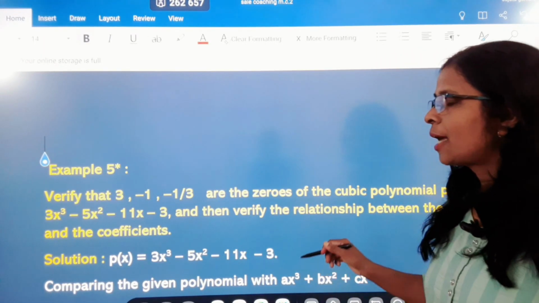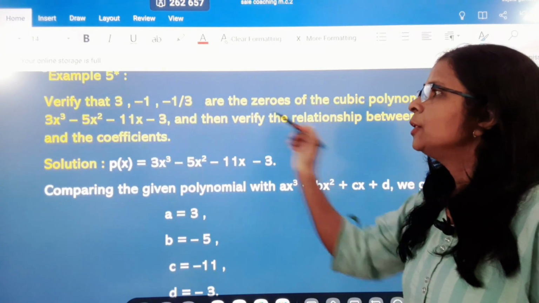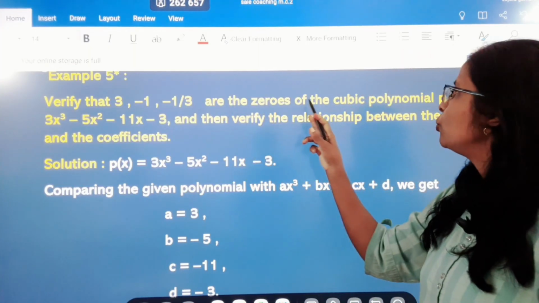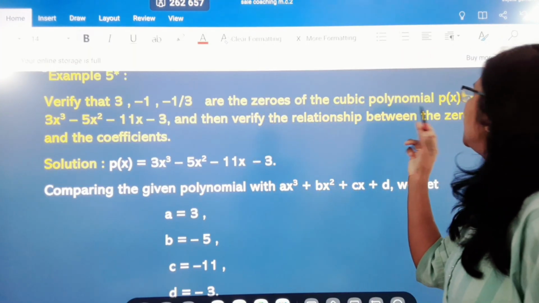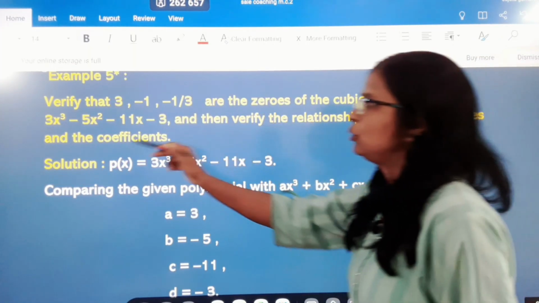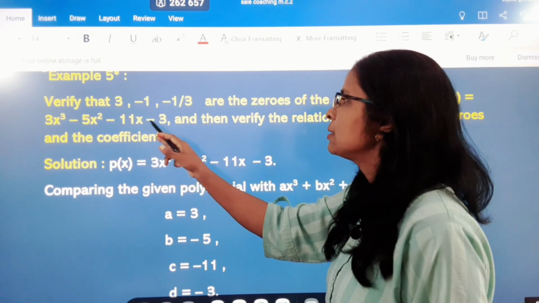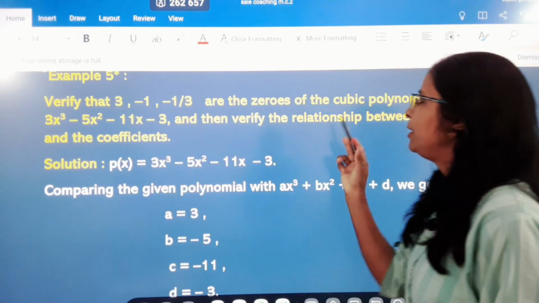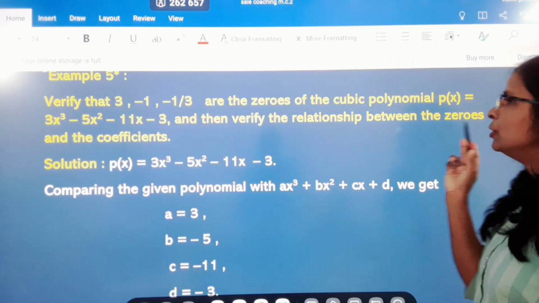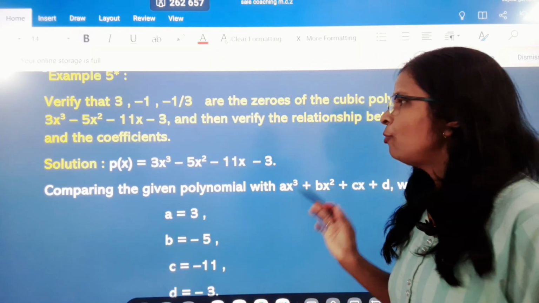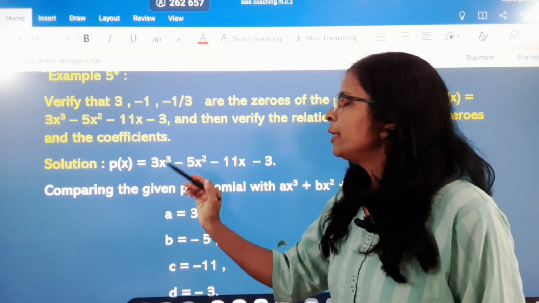So see the example. Verify that 3, minus 1 upon 3 are the zeros of the cubic polynomial p of x is equal to 3x cubed minus 5x square minus 11x minus 3. And then verify the relationship between the zeros and the coefficients. Okay, now here, so how can we solve it?